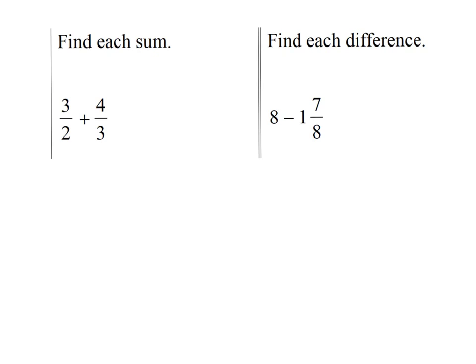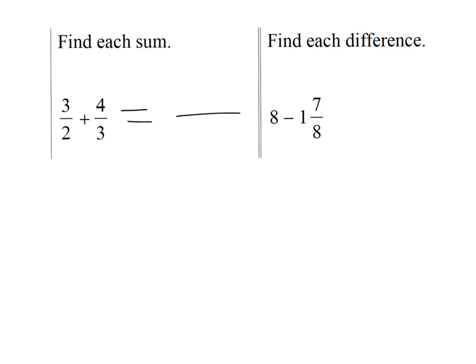The process to adding fractions where the denominators are different is you want to first choose a common denominator. Rules to follow. Your common denominator has to be at least as large as the largest denominator in the problem. So my largest denominator is 3. I know my denominator has to be at least that big.